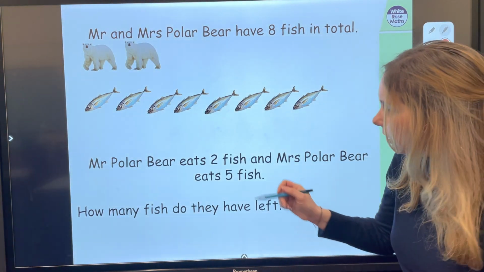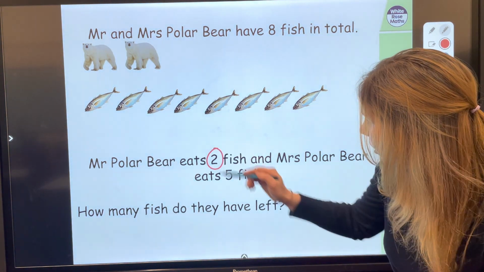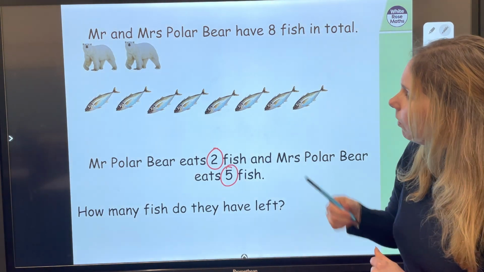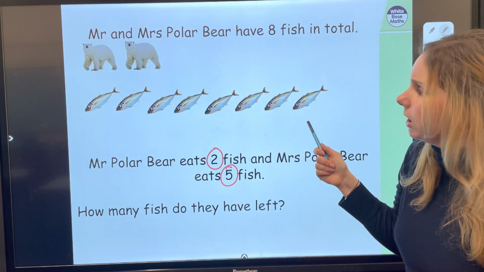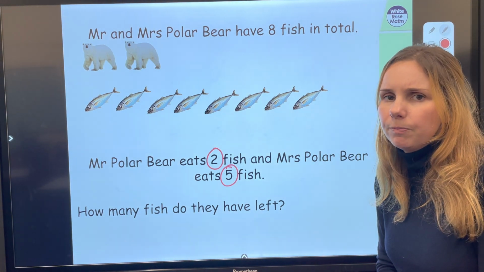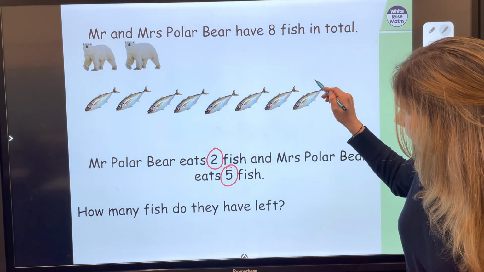So I like to circle the numbers so I know what I'm doing. They've got 2 and Mrs. Polar Bear eats 5. So here's our 8 fish. What are we going to do if Mr. Polar Bear has eaten 2? What do I need to do? Well done if you said cross it out.